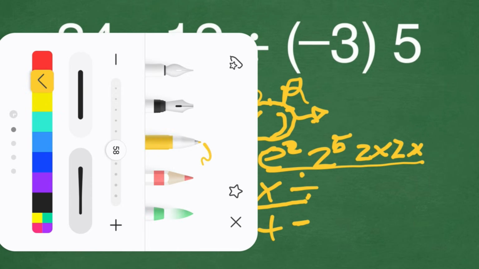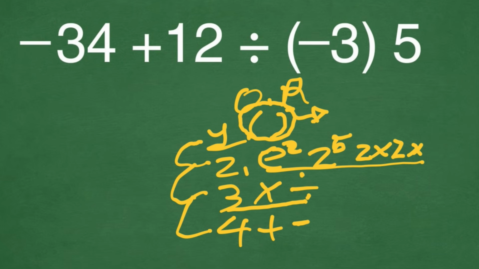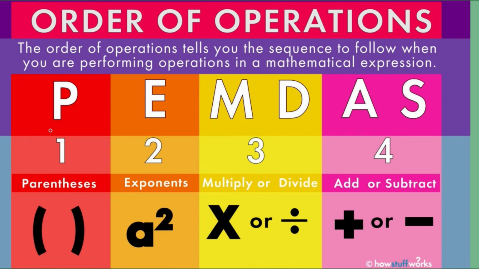First, parentheses, then exponents, then multiplication and division, and finally, addition and subtraction. We can remember this rule by the acronym PEMDAS. So what does PEMDAS mean? I will explain to you in a minute, but you can just see this. It says order of operations.